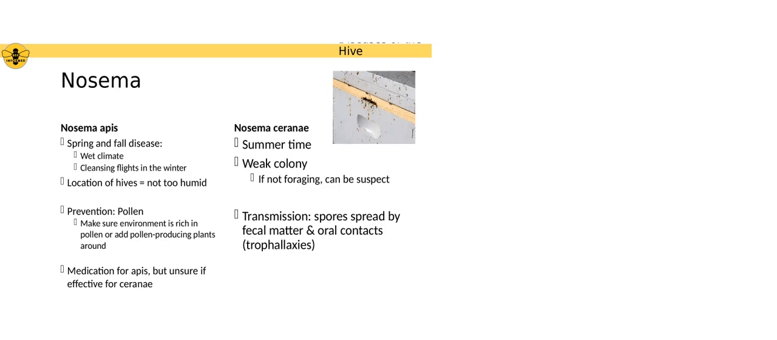And so Nosema apis is usually associated with spring and fall disease. Wet climate, when cleansing flights aren't available in the winter, that's when you can have problems. You really want to make sure the location of your hives is not too humid. And then Nosema ceranae is usually associated with summertime, and weak colonies. If they're not foraging, that can be one of the problems. And so prevention for nosema is to make sure that there's really healthy, rich pollen coming into the hive, or pollen producing plants around.